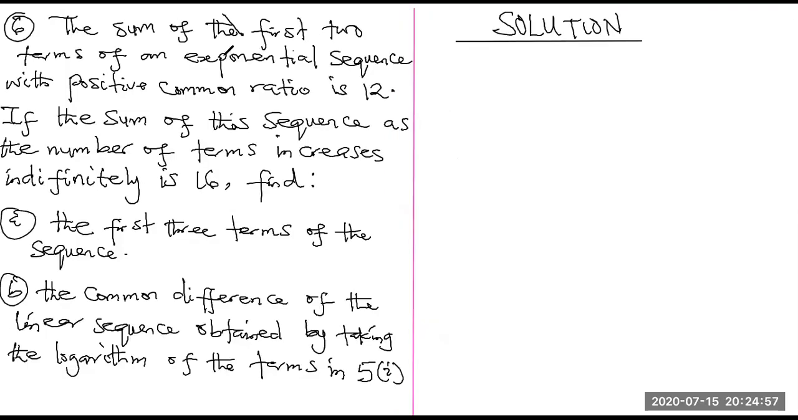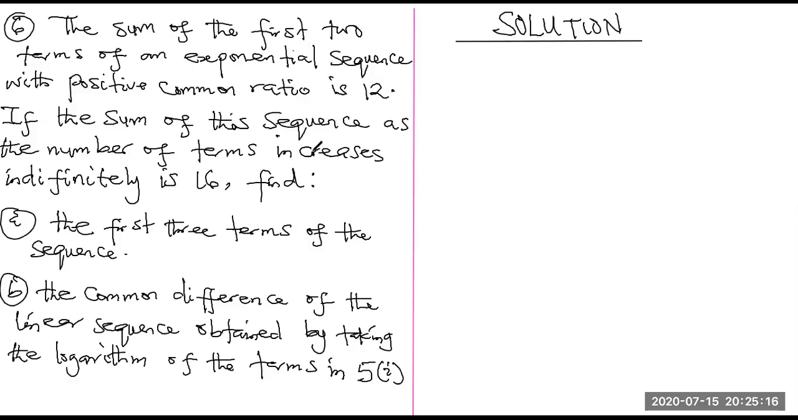All right, so let's quickly look at our last question for this episode. We are told that the sum of the first 2 terms of an exponential sequence with positive common ratio is 12. Of course, that should signal something to you.